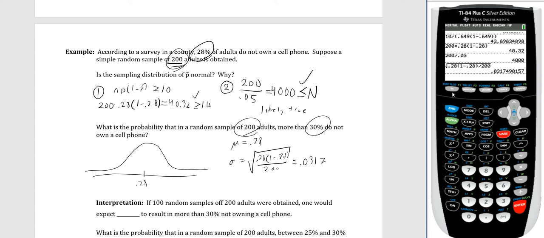If I consider that standard deviation kind of easier, just as like 0.03 just for judgment purposes on my graph, 30% is not quite just one standard deviation away. One standard deviation away would be about 0.3117. But 30% is a little bit closer to that. So 30% or 0.30 is around there. We're trying to find more than that, so we're trying to find the shaded region above there.